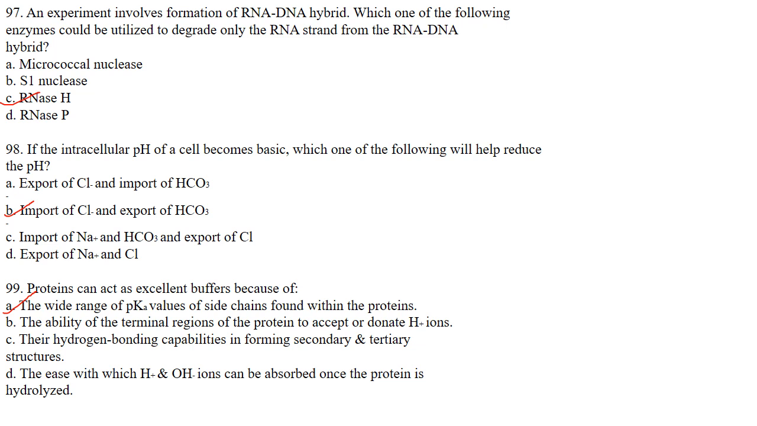If the intracellular pH of a cell becomes basic, which one of the following will help reduce the pH? Now HCO3 minus is basic, so remove it and import Cl minus ions which are acidic. So import Cl minus and export HCO3 minus. Answer is option B. Proteins are excellent buffers because of the wide range of pK values of side chains found within the proteins. Answer is option A.